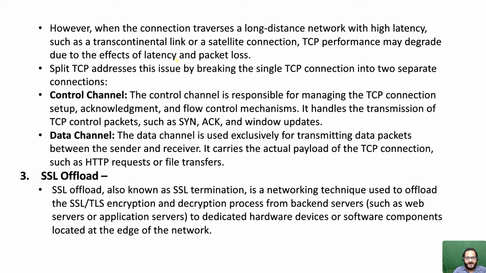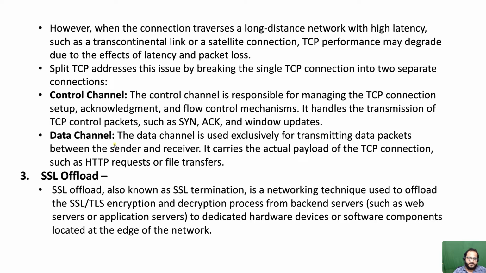So split TCP addresses this issue by breaking a single TCP connection into two separate connections. The first is called a control channel and the other is called a data channel. The control channel is responsible for managing the TCP connection setup, acknowledgement and flow control mechanism. It handles the transmission of TCP control packets such as SYN, ACK and window update. So those packets or transmissions are handled by the control channel.